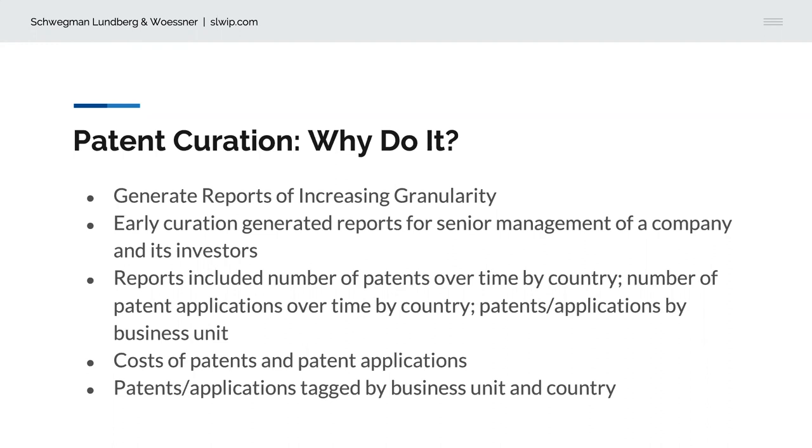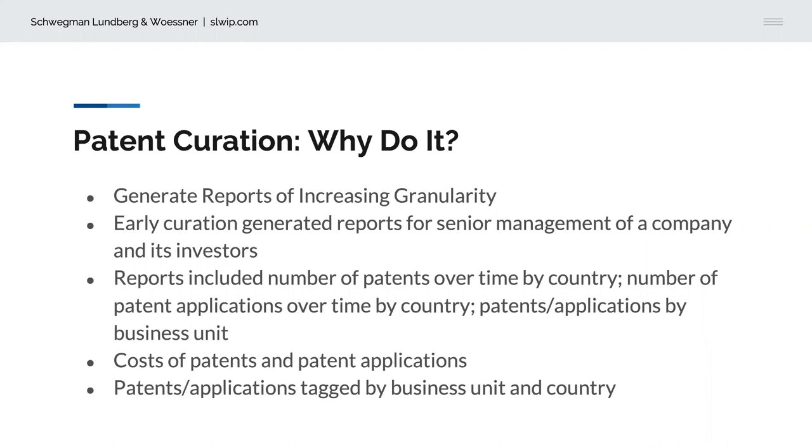And the importance for this goes to money. Business units are always under pressure to justify their spend. And in order to justify their spend on patents, they have to be able to show higher management and investors what they are getting for their money. So the first thing to show them is how many patents the company has. And the second part of that would be what country they are in. So the early curation was, first of all, just identifying the patents owned by the company. And then secondarily, you could identify the country of the patent, whether it was issued, pending, abandoned, or expired.